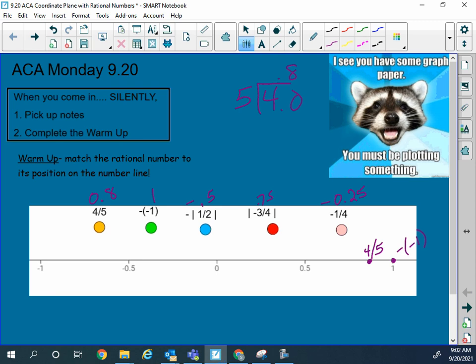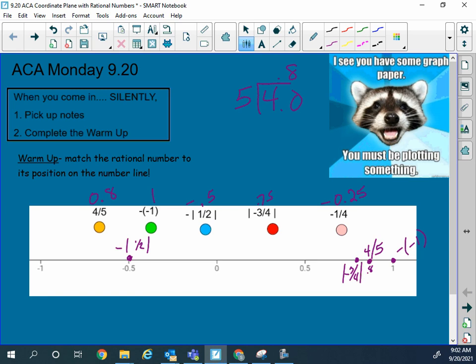-0.5, where does that go? On the dot, right? Right here. And then 0.75, where would that go? Somewhere over there. I need y'all to be a little more specific. Yeah, between 0.5 and 4/5, because remember, this is 0.8, so 0.75 would be just a little bit in front of it, right? So then that would be the absolute value of -3/4.